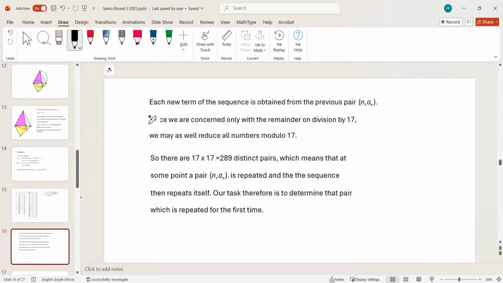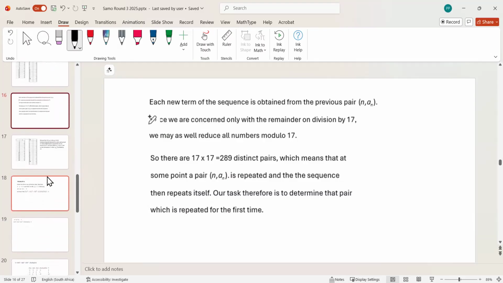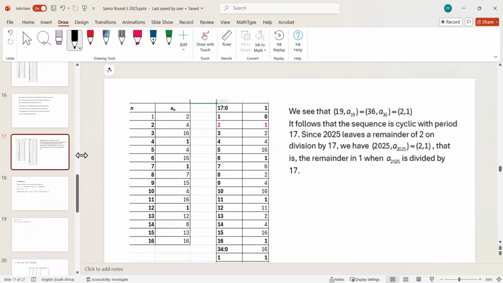Anyway, even here, that 2-1 is missing. 836, I only go up to 835. All right, so you can see the last sentences. The remainder is 1 when a_225 is divided by 17. That's the same conclusion I came to.